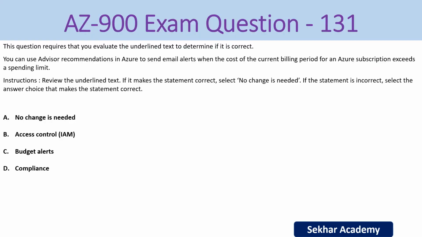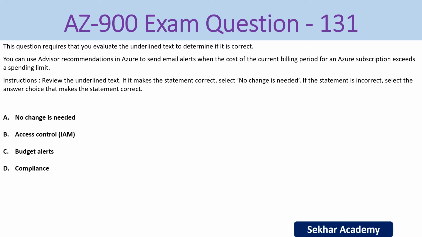AZ-900 exam question number 131. This question requires that you evaluate the underlying text to determine if it is correct. So questions start from here. You can use advisor recommendations in Azure to send email alerts when the cost of the current billing period for an Azure subscription exceeds a spending limit. Instructions: review the underlying text. If it makes the statement correct, select no change is needed. If the statement is incorrect, select the answer choice that makes the statement correct.